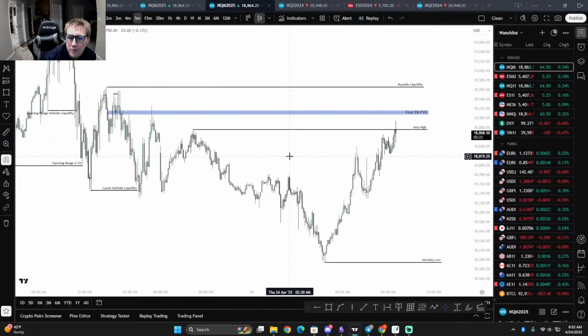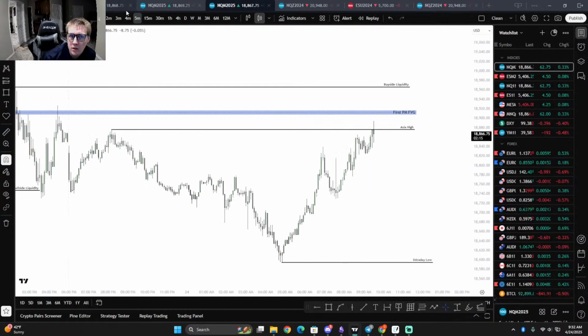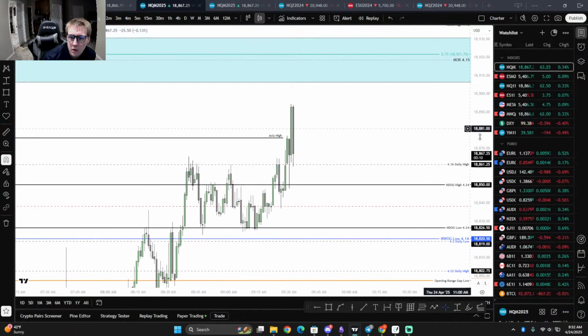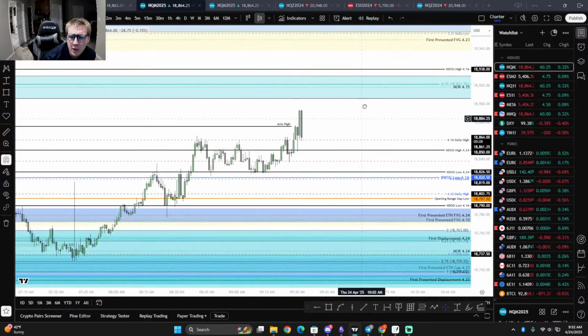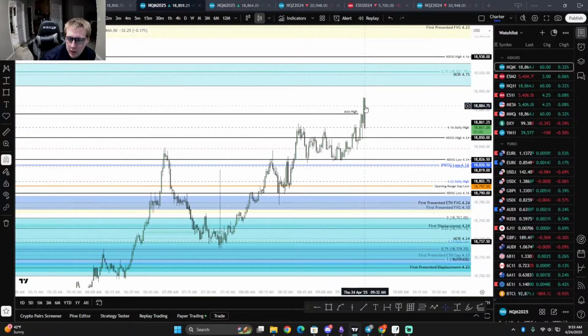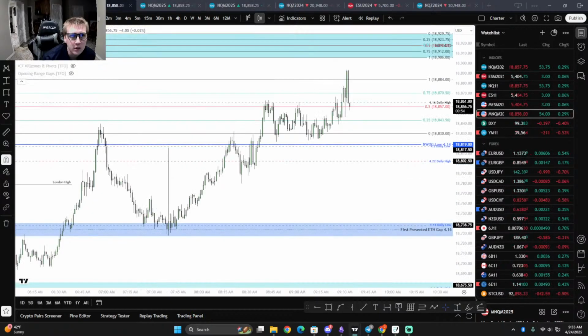Okay, it did. We have PM session first presented fair value gap, buy side. Notice how already not really displacing higher. We're already coming back down in the range. That's not very bullish. And what in this chart right now says that this is bearish? Literally nothing. Nothing at all.